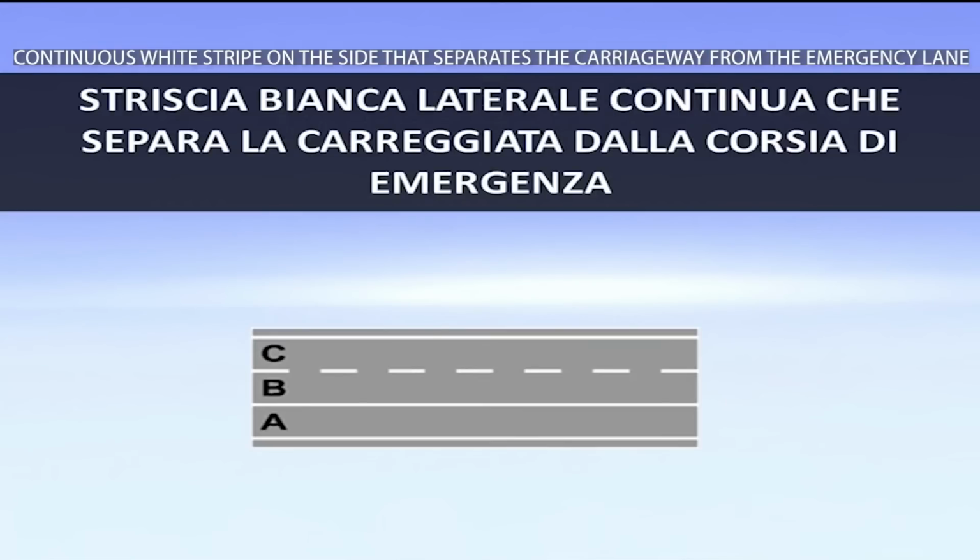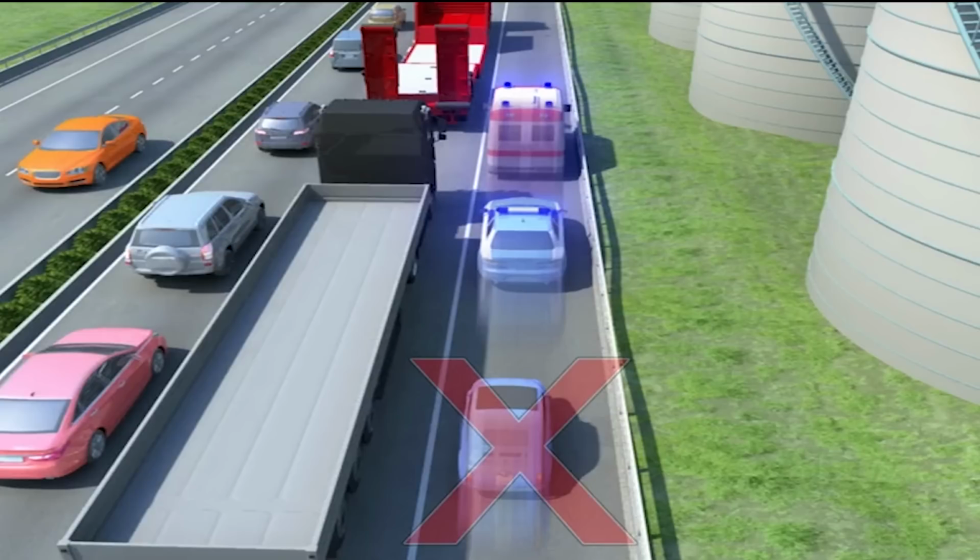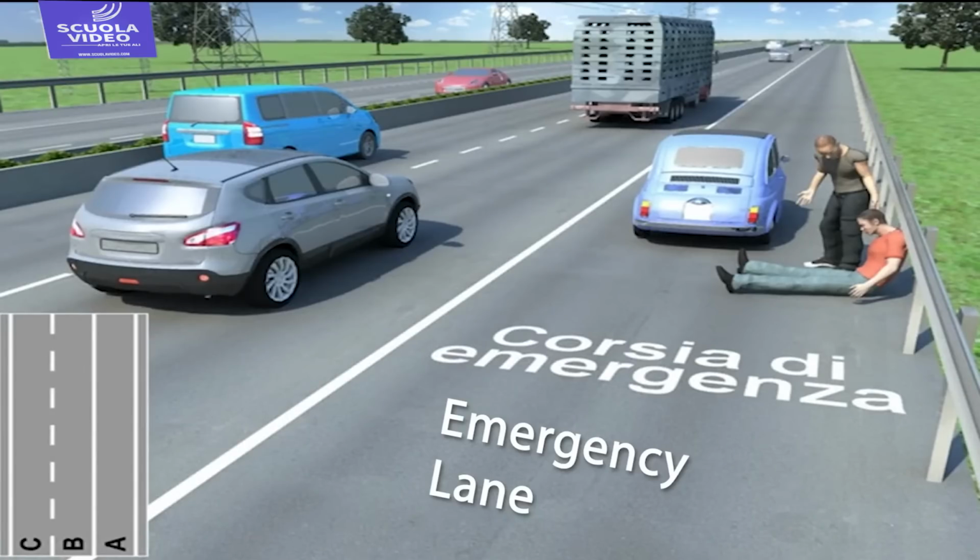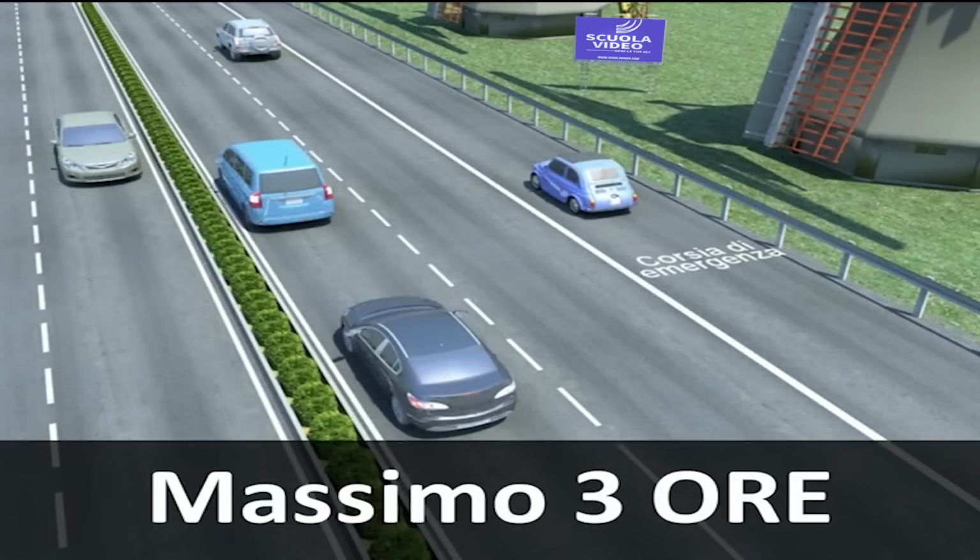Striscia bianca laterale continua che separa la carreggiata dalla corsia di emergenza. Continuous white stripe that separates the carriageway from the emergency lane. The emergency lane cannot be occupied for passing or overtaking because it is intended for the transit of rescue vehicles. However, the continuous strip that delimits the emergency lane can be crossed in case of need, such as traveler's malaise, and can be used in the event of a vehicle breakdown for up to 3 hours.